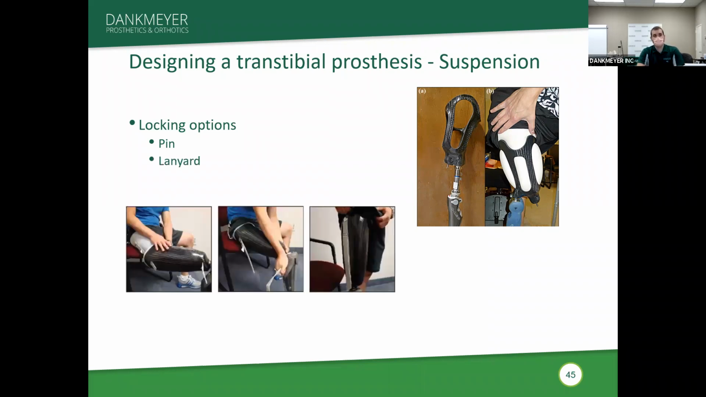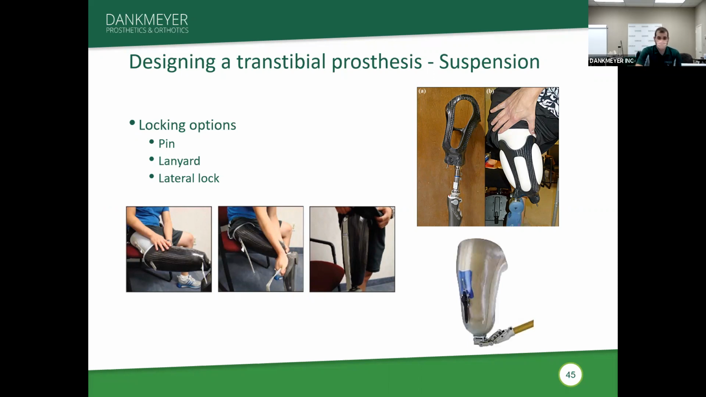For locking mechanisms, probably what's more common is a lanyard mechanism. Sometimes we'll add a second attachment at the proximal end of the socket. So there you have two straps that are fed through the socket at two different holes, and then they're secured with a Velcro and a D-ring to lock the patient in at two different areas. Lanyard's certainly easier to don than pin because you're fishing that lanyard through the end of the socket before you put it on. So it lines up itself.